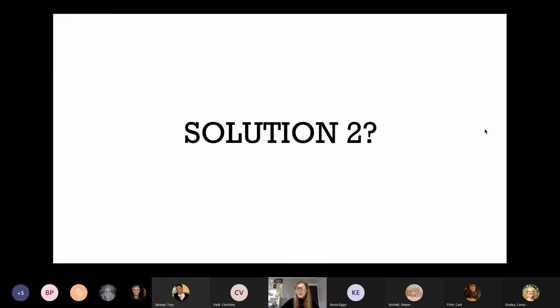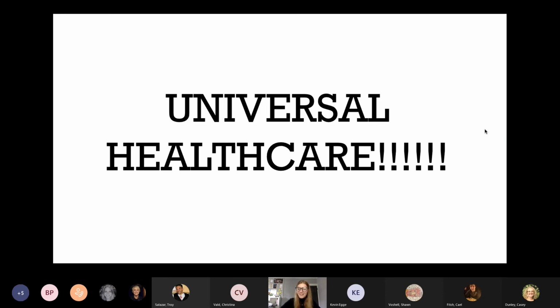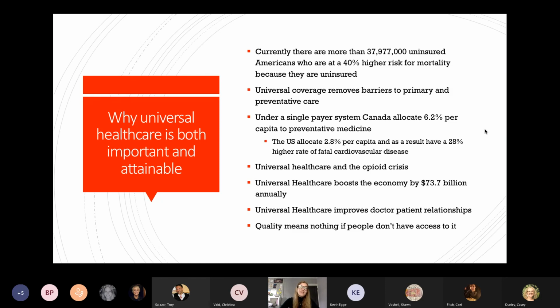So what is our next solution? Universal healthcare. Universal healthcare is both important and attainable. Currently, there are more than 37,977,000 uninsured Americans who, because they are uninsured, are at a 40% higher risk of mortality. Universal coverage removes the barriers to primary and preventative care. And primary and preventative care are very important to improving quality in the US because there's a large dependency on hospitals and emergency room care.